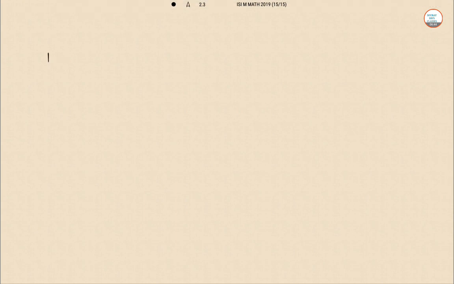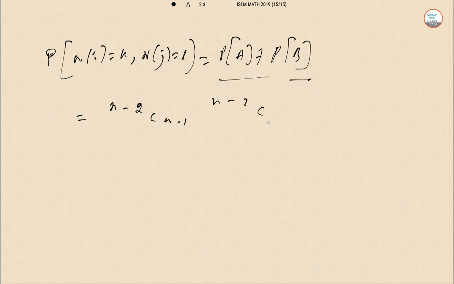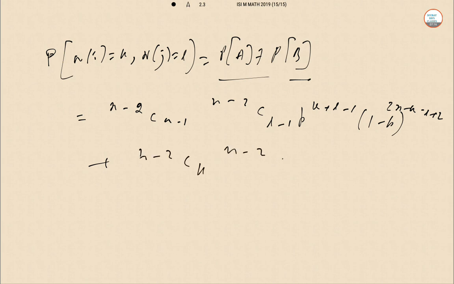So we can deduce that the probability that n_i = k and n_j = l is nothing but P(A) plus P(B). We just put these two values and we get the answer. We have already calculated P(A) and P(B), so I'm just rewriting: C(n-2, k-1) C(n-2, l-1) p^(k+l-1) (1-p)^(2n-k-l-2) plus C(n-2, k) C(n-2, l) p^(k+l) (1-p)^(2n-k-l-3). So that's the answer.